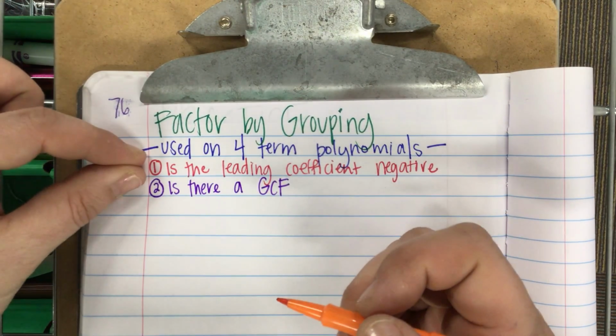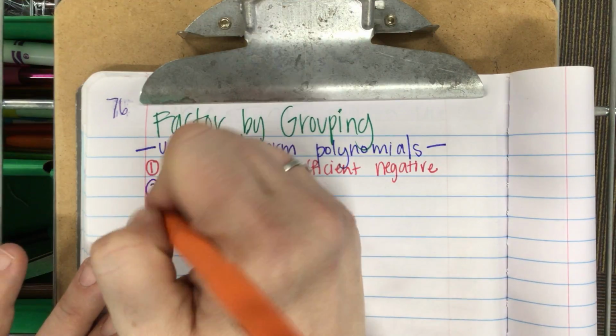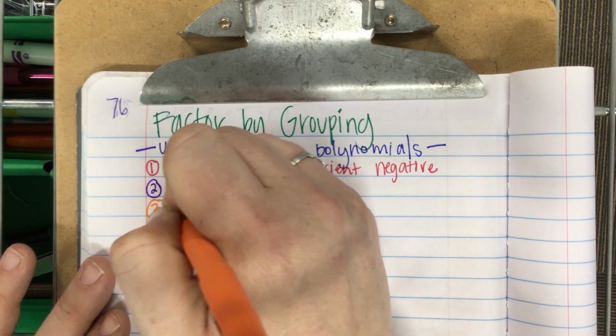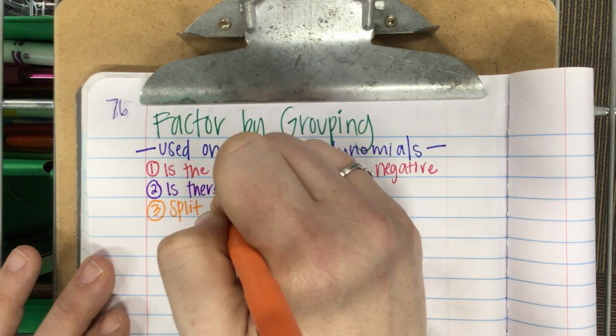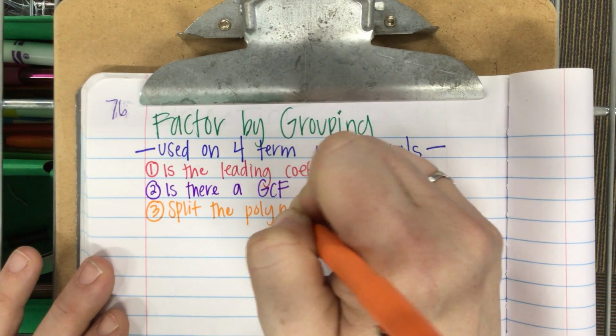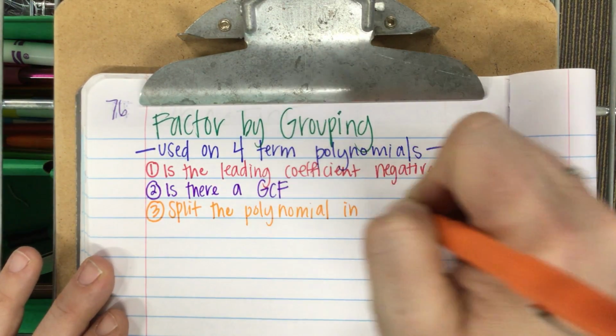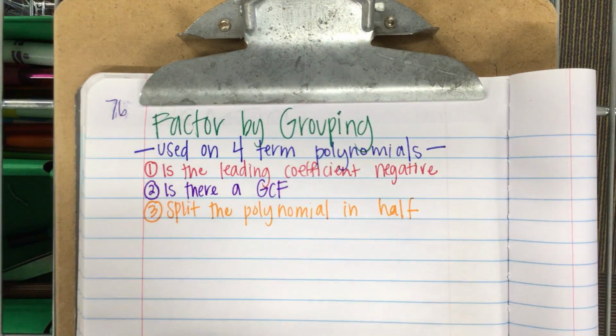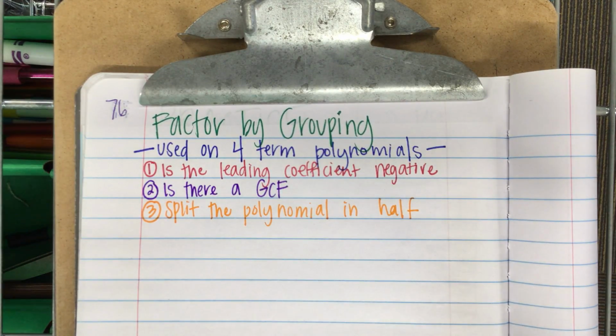After we've done these 2 steps that we always do for everything, then we get into the factoring of the polynomial. So we split it in half. If it's a 4-term polynomial, how many will be in the first half and how many will be in the second half? 2 and 2. Just like a binomial times a binomial, which is what we've been doing this whole time. So we split it in half.